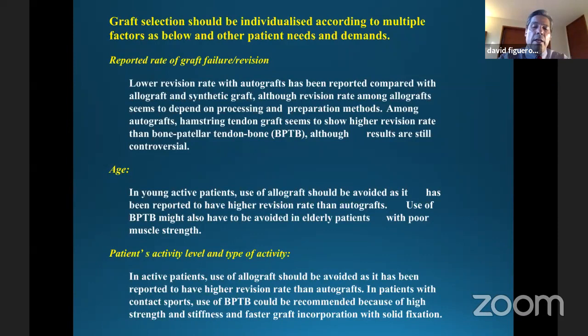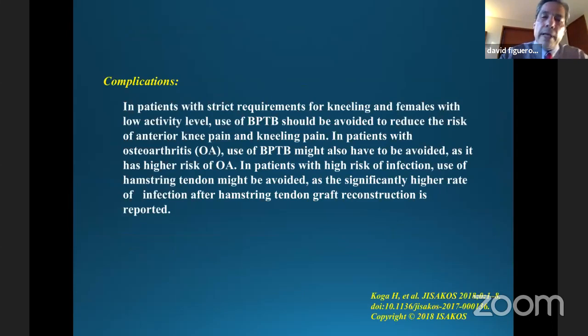And in patients with contact sports, the use of patellar tendon bone could be recommended because of high strength and stiffness and faster graft incorporation with solid fixation. And also take a look at the complications. In patients with strict requirements for kneeling and females with a low activity level, the use of patellar tendon bone should be avoided to reduce the risk of anterior knee pain and kneeling pain.